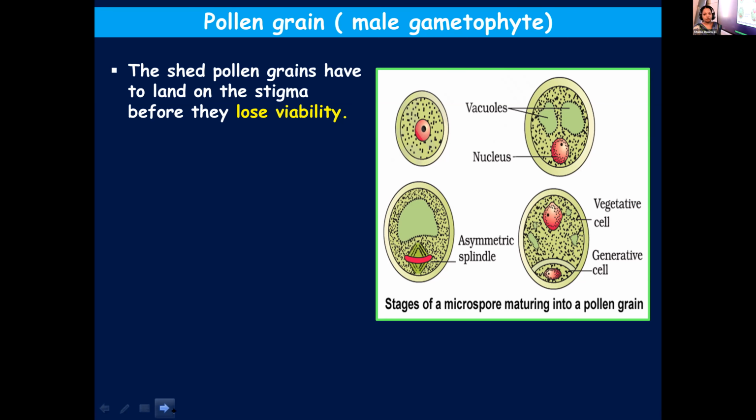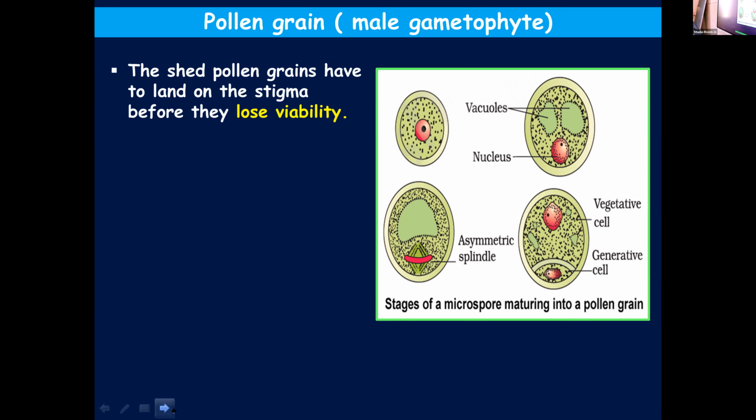In both cases, whether it is the 2-celled or 3-celled stage, it is the generative cell which undergoes mitotic division and forms male gametes. So the only difference is, in one, it is taking place before the release of pollen grains. In the other, only after the germination of the pollen grain, the process is happening.